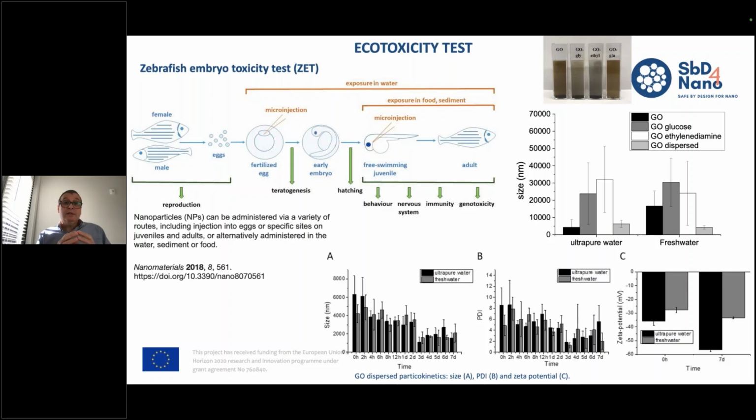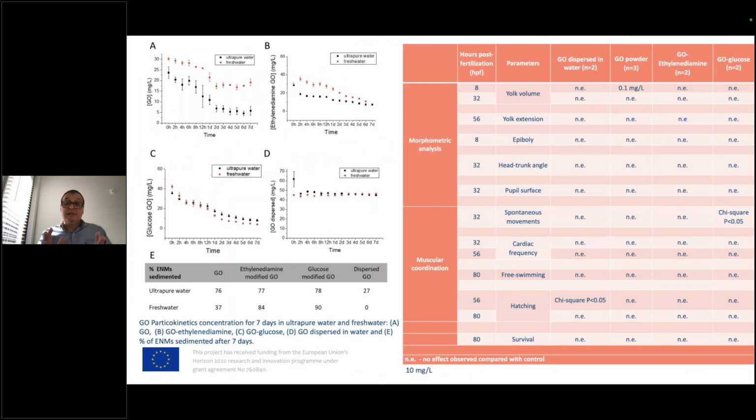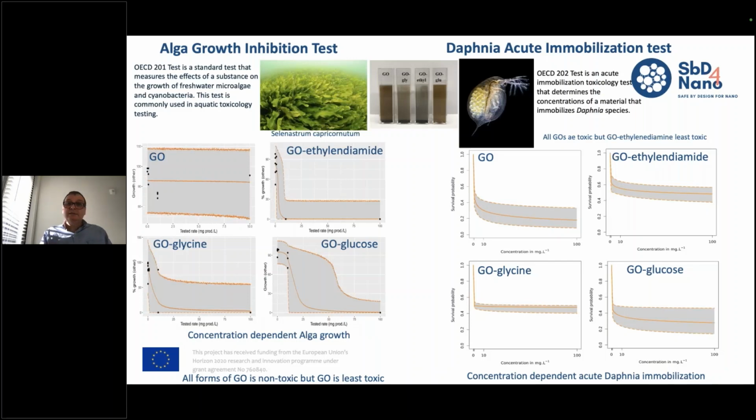First, ITENE and INL studied the behavior of these modified nanomaterials in different mediums, like fresh water and ultra pure water, and so forth. Then they tested these animals, and they found that there are some variations again in the results, and the glucose-modified ones show more toxic behavior here for the zebrafish test. As you see on the table, a lot of different parameters are checked, and this is something interesting.